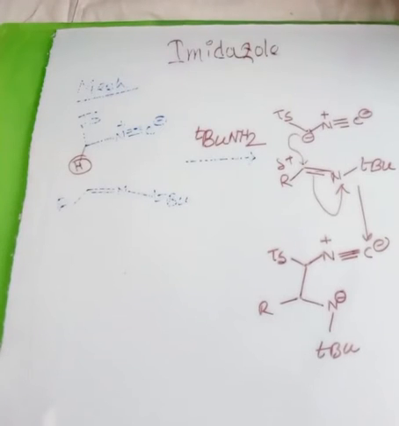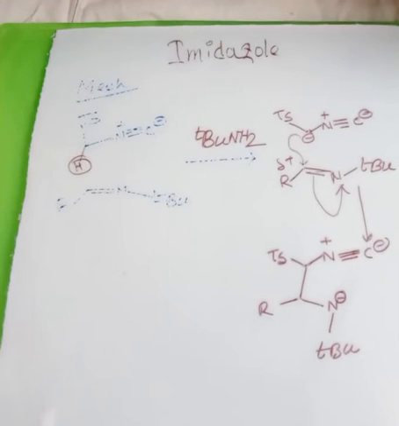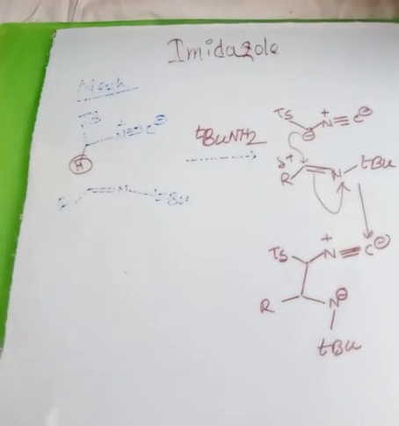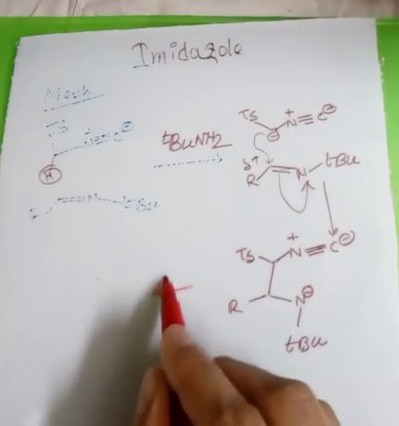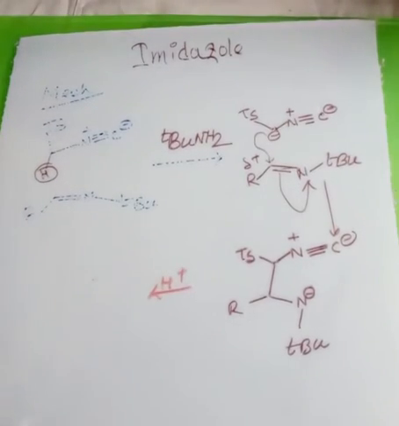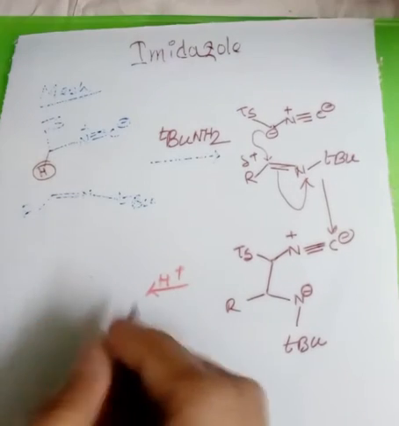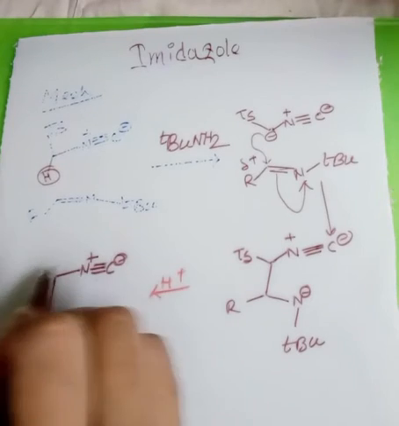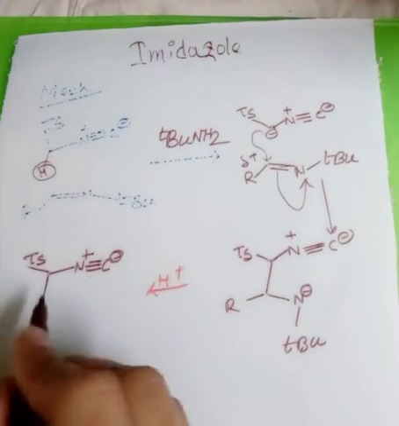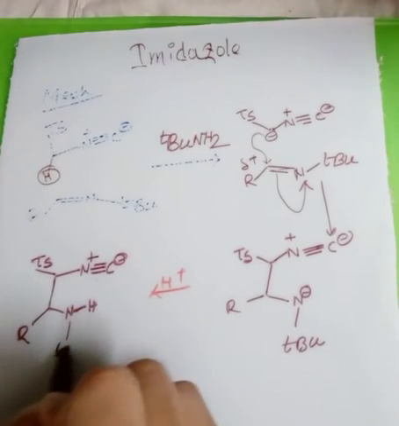Now nitrogen takes hydrogen from the medium and gives positive, negative, tosyl group, R group, and hydrogen.